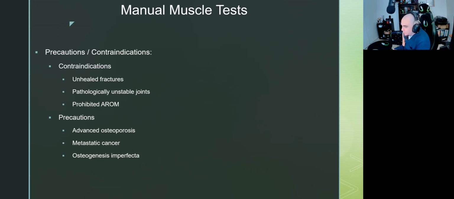Some precautions. If they have severe osteoporosis, we've got to be careful because it wouldn't be that hard for somebody like me, if I put a little too much force on someone with really bad osteoporosis, to snap a bone. Or if they've got something like metastatic bone cancer, it's not going to take much force to break a bone. Or if they have osteogenesis imperfecta.